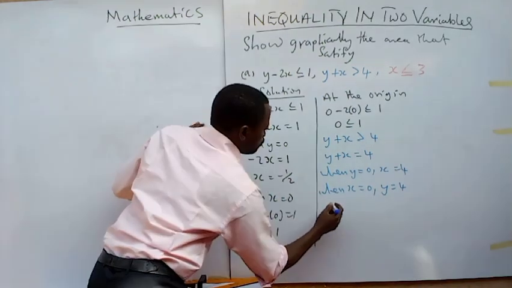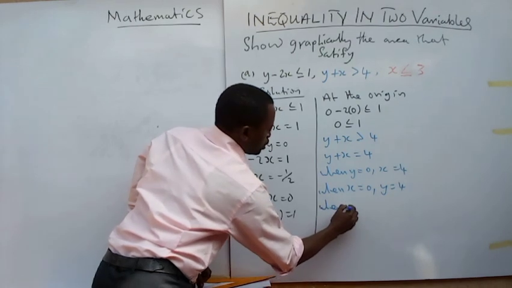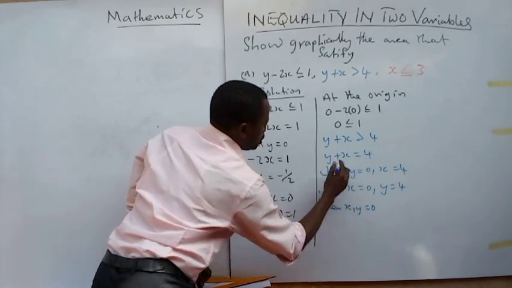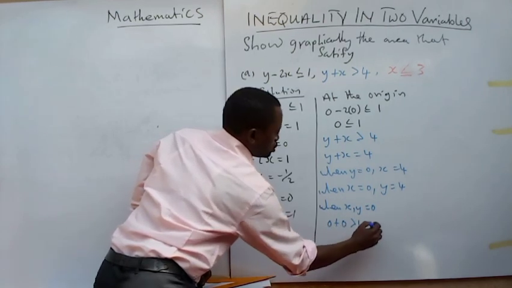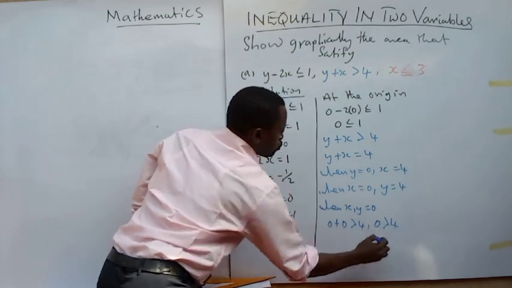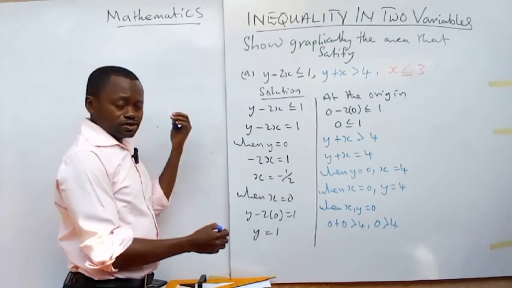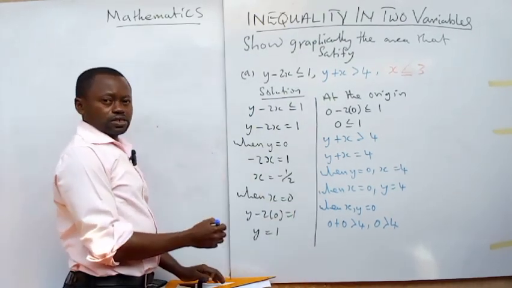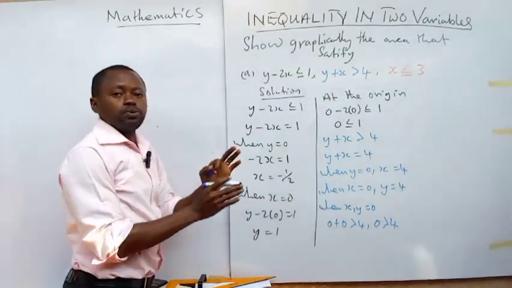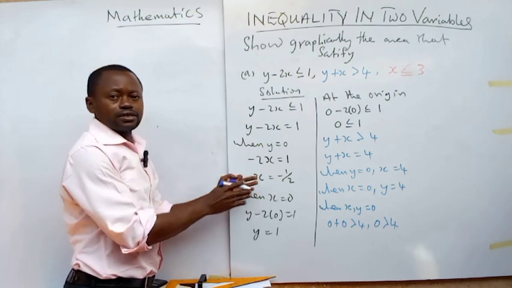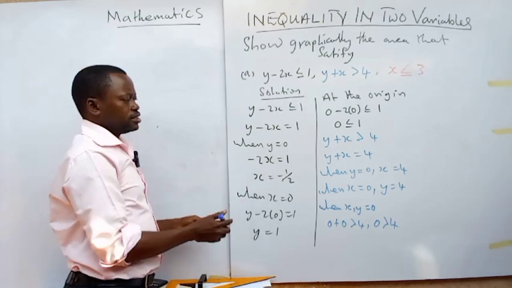So it then means if I come here and say when both of them, x comma y, equal 0, we have 0 plus 0 greater than 4. Now, is 0 greater than 4? No, 0 is not greater than 4. Rather, 4 is greater than 0. So this is not a true statement. It then means in this inequality, the origin is not going to be part of the area that satisfies the inequality. Whereas in the previous case, the origin will be part of the area that satisfies it.